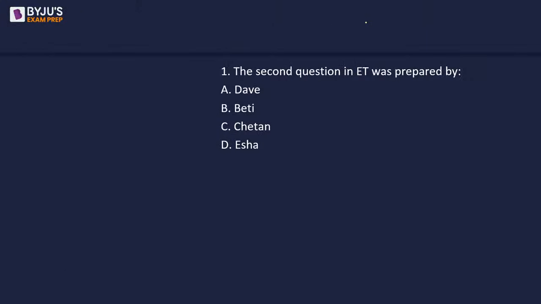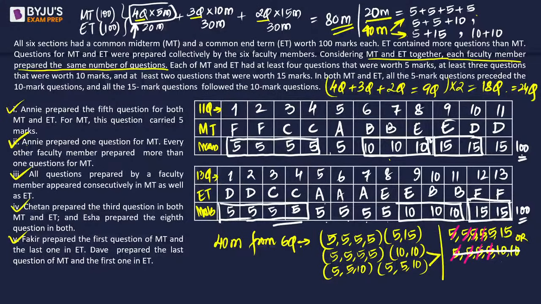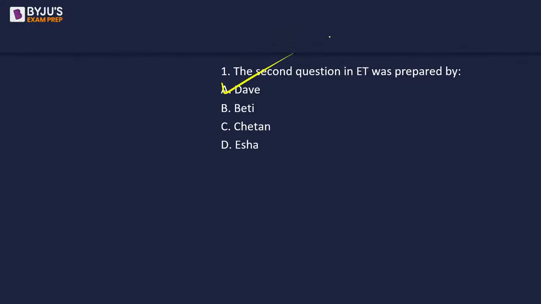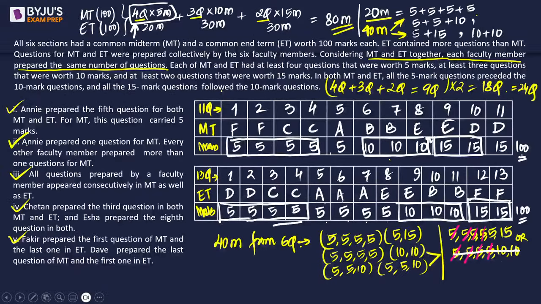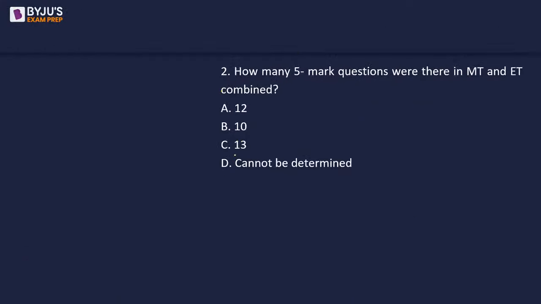The second question in ET was prepared by Dave. How many 5 mark questions were there in MT and ET combined? If you remember, there were 4 and 4 standard, and then there were 6 more, right? No, 4 and 4, 8. 8 plus 5, 13. So 13 5-mark questions we had.